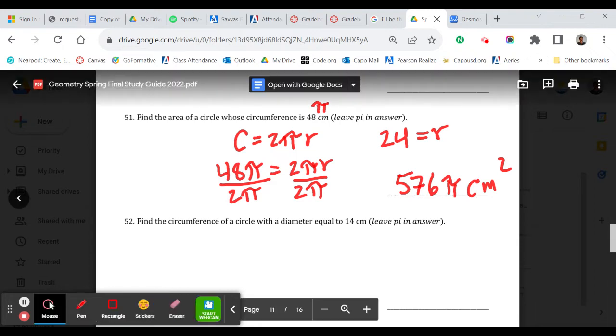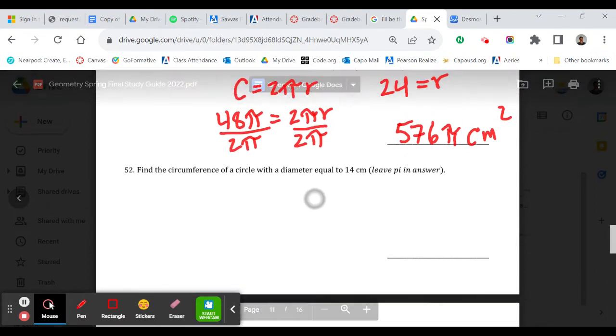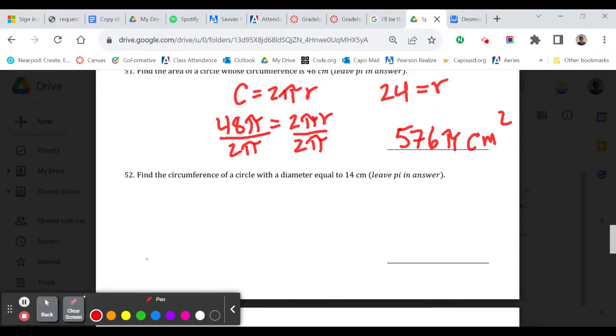All right. Next one says find the circumference of a circle with a diameter equal to 14. So all we do is to find the radius, we take half of that. So my radius is 12. So the circumference of a circle is 2 pi r, which, I'm sorry, the radius is 7. I don't know why I said 12. I was looking at that one, I think. And so we just do 2 pi r, so it's actually going to be 14 pi centimeters.